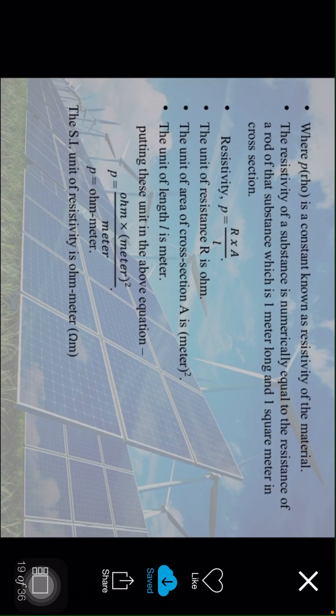The resistivity of a substance is numerically equal to the resistance of a rod of that substance which is 1 meter long and 1 square meter in cross section. So resistivity rho equals R into A by L. The unit of resistance R is ohm, the unit of area of cross section A is meter square, and the unit of length L is meter. So putting these units in the above equation, rho equals ohm meter square by meter. Therefore rho equals ohm meter. The unit of resistivity is ohm meter.